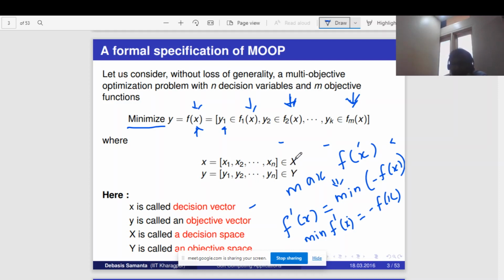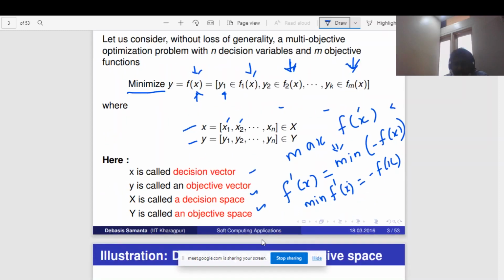Okay, bigger set Y. This x is called the decision vector. Sorry, not each individual x. This entire vector is called the decision vector, and y is called the objective vector. And all the decision vectors put together are called the decision space, and all the objective vectors put together are called the objective space. Okay. So this is how this MOOP, multi-objective optimization problem, is formally or mathematically defined.